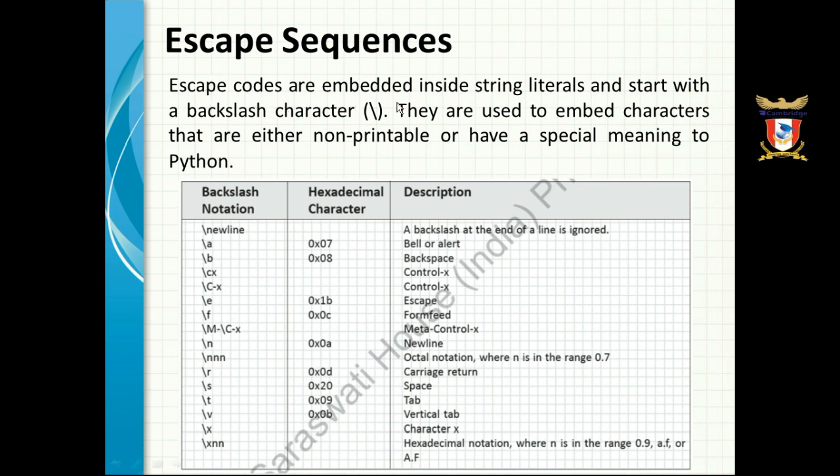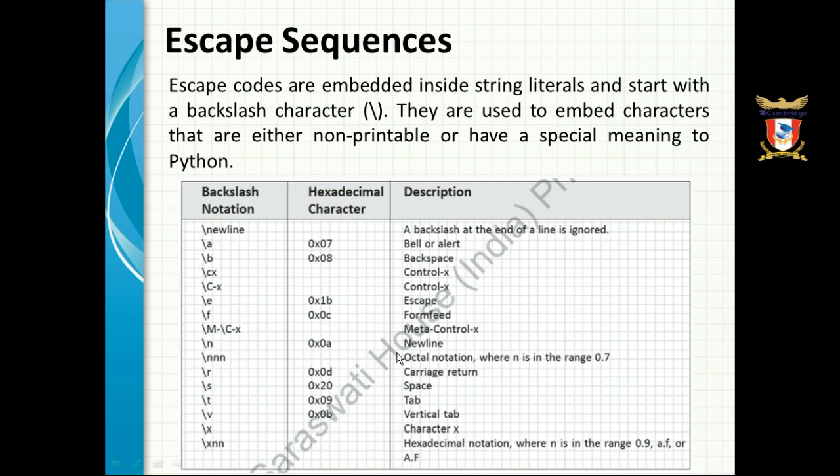Escape sequences, or known as escape codes, are embedded inside string literals and start with a backslash character. They are used to embed characters that are either non-printable or have special meaning to Python. That means any special character that has a special meaning in Python is known as an escape sequence. An escape sequence always starts with a backslash character. So these all are escape sequences.